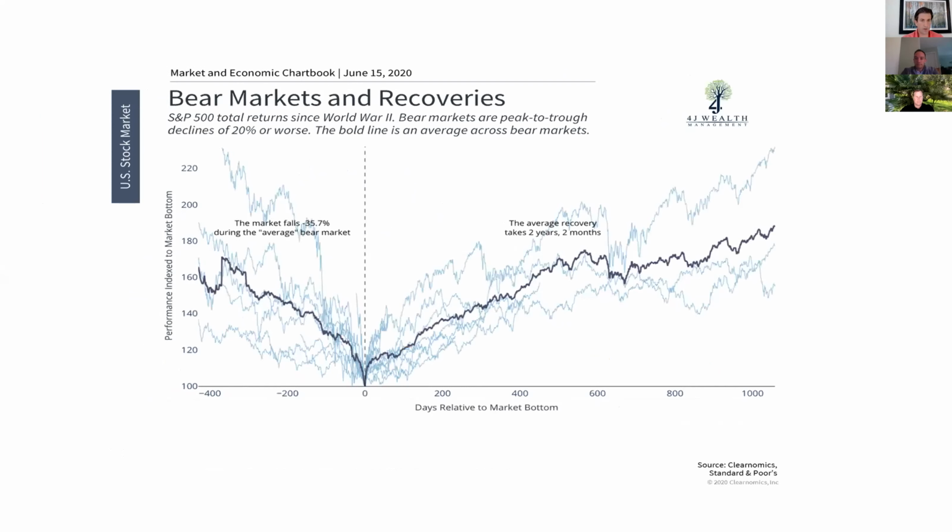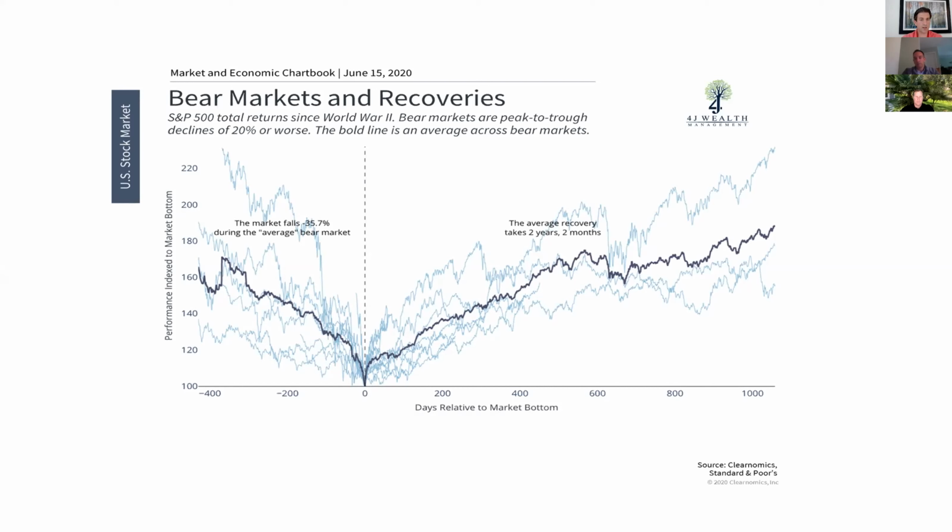So here's, I think, one of the most impactful slides that we're going to go through, and it goes a lot to how we construct portfolios. This slide actually looks at all of the bear markets and subsequent recoveries going back to World War II. And a bear market, for those of you who forget from your economics class, is a peak to trough decline in stocks of 20% or more. Okay, so we actually are in a bear market because the COVID sell-off was a sell-off of 34%.